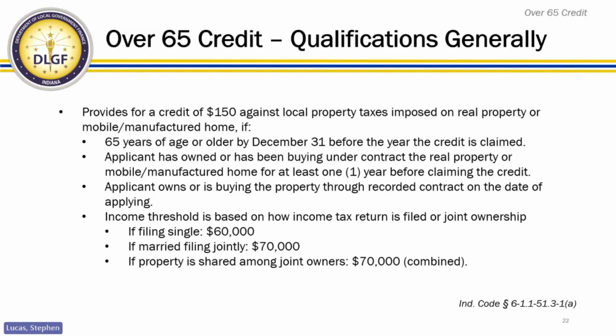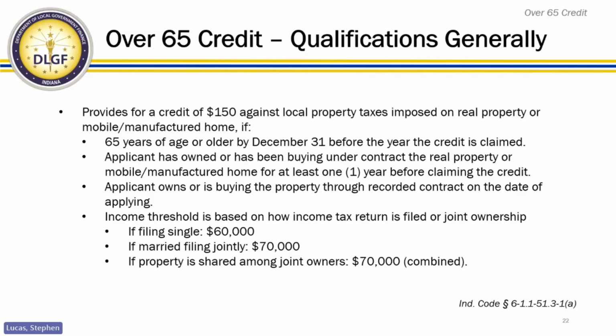It is now a credit of $150 that's applied against local property tax liability if, again, the applicant meets certain qualifications. Those qualifications include being 65 years of age or older by December 31st of the year before the credit is claimed. So if the credit is claimed for pay 2026, the person claiming the credit would need to be 65 by the end of 2025. The applicant for the credit also must own or be buying the property under contract for at least 1 year before claiming the credit. They also must own or be buying the property under contract on the date that they apply.